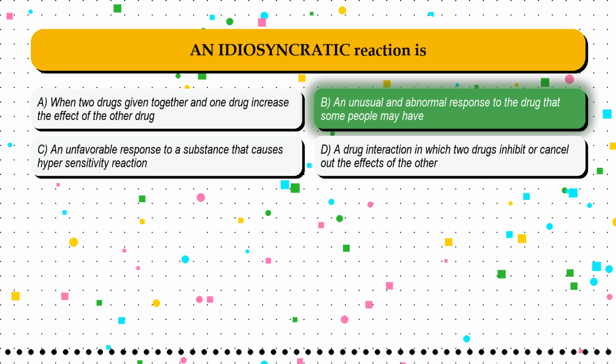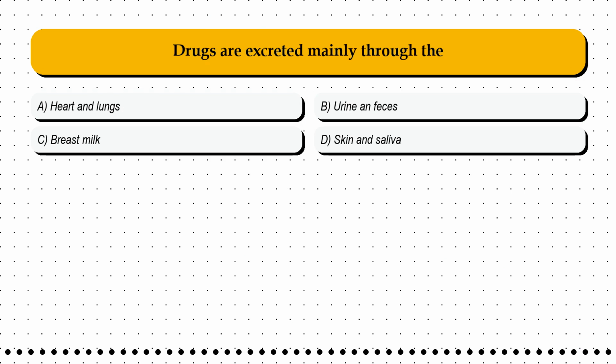The correct answer is option B, an unusual and abnormal response to the drug that some people may have. Question 234. Drugs are excreted mainly through the: Option A, heart and lungs. Option B, urine and feces. Option C, breast milk. Option D, skin and saliva.